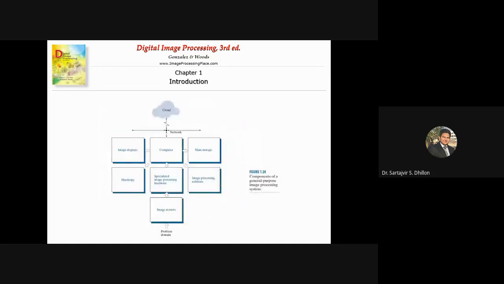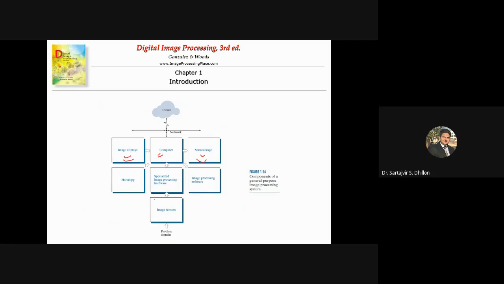There is one more important point: the components of a general purpose image processing system. How can we do image processing? Yes, we need a computer, an image display, and mass storage to store that particular image. There is also the cloud, so that we can store or share our information through the cloud.